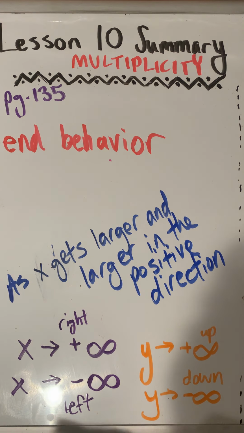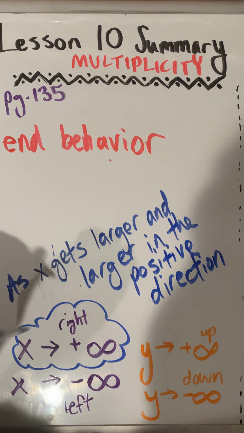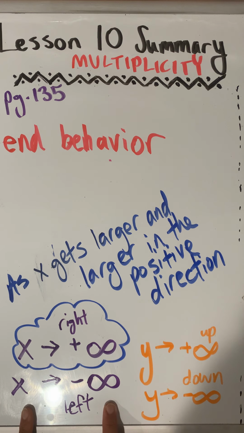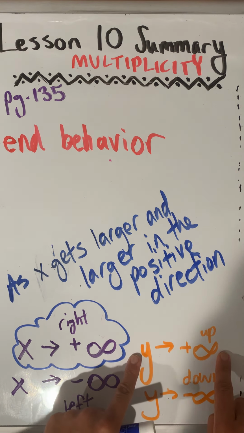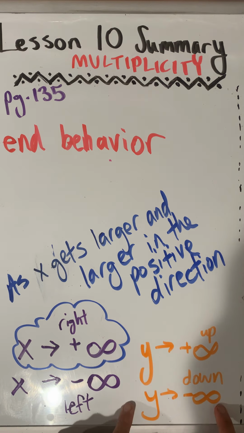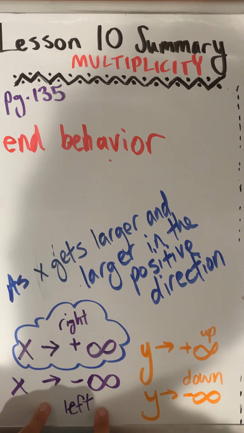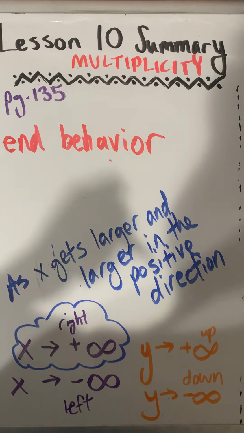There we go. That's this right here. Now this one would be as x gets larger and larger in the negative direction. This is as y gets larger and larger in the positive direction. And this is as y gets larger and larger in the negative direction. Okay, so think about it this way, especially, let's look at this one. As x gets larger and larger in the negative direction.